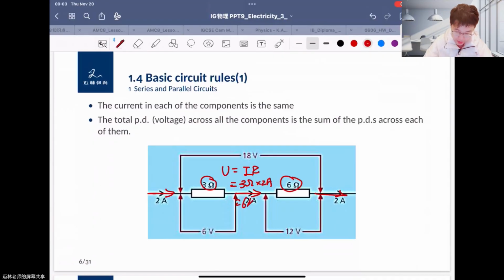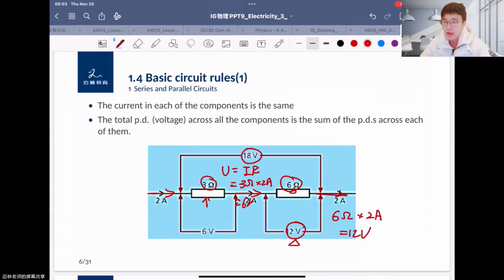So for the first resistor it is 6 volts. And for the second resistor, which is 6 ohm, using the 2 ampere, you multiply them together. Then 6 ohm times 2 ampere equals 12 volts. So the final answer is 12 volts, okay? And then you can add them together, like 6 volts plus 12 volts equals 18 volts. Okay, so this is the basic circuit rule, right?